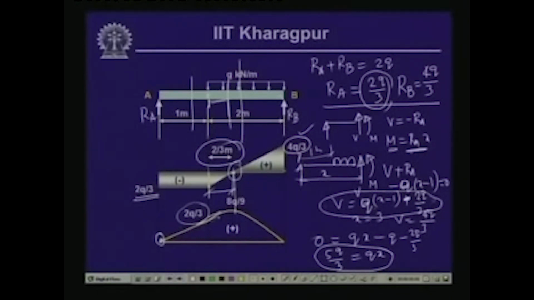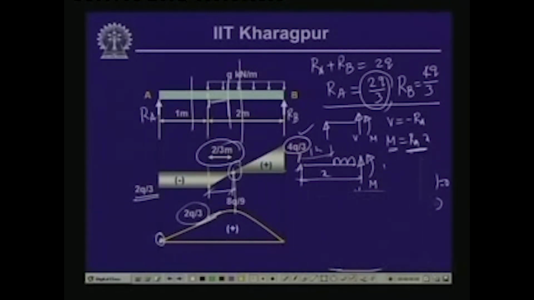Now, this particular moment of course will be a continuous one without any kink. Now, from this point to this point, since we have uniformly distributed load, if we take the equilibrium of the bending, the moment calculation if we carry out over here, then the bending moment equation comes as M minus RA into X, plus Q into X minus 1 square by 2, and this is equal to 0.